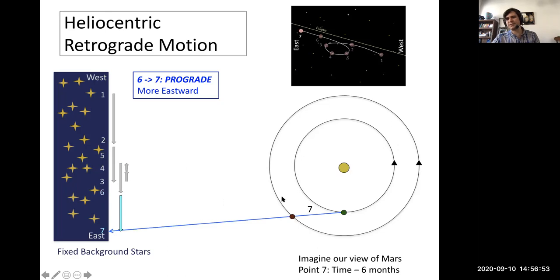And then after 6 months, we can see that it's sped back up and is now in its normal regular prograde motion. And we'll have to wait for everything to swing back around for the next opposition for Mars to go in retrograde again. So a nice, simple, natural explanation.